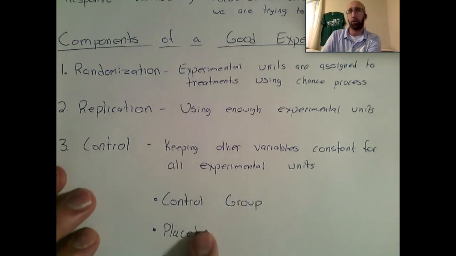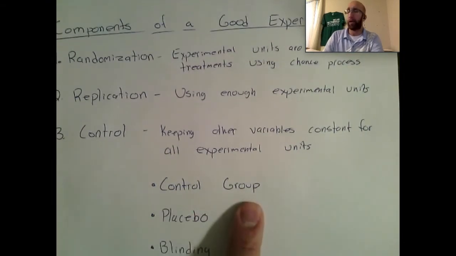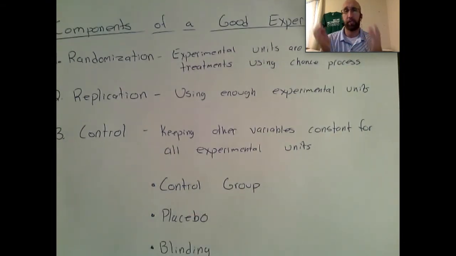Ways you can get control: one way is a control group. Okay, you need some sort of group as your baseline results to see if something works. If I'm trying to use a new drug for headaches and say, hey, it's much better than everyone else, then maybe I compare my new drug with Tylenol. That's my baseline group, a control group.